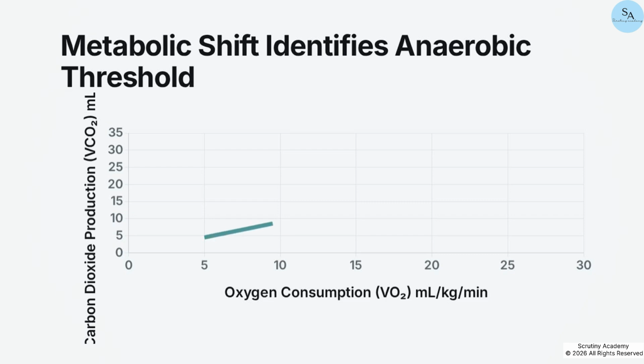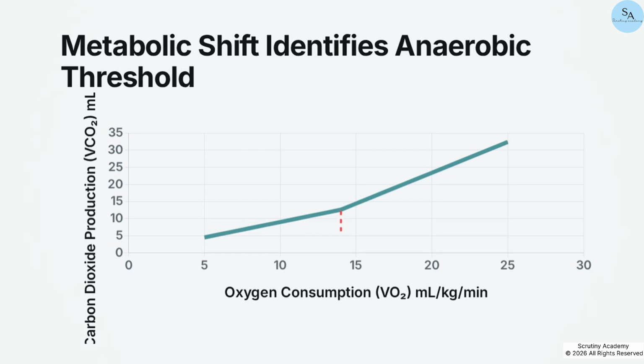But as workload increases, we reach the exact metabolic moment where cellular metabolism shifts. Lactate begins to accumulate, and carbon dioxide production outpaces oxygen consumption. This specific inflection point is defined as the anaerobic threshold, or AT.